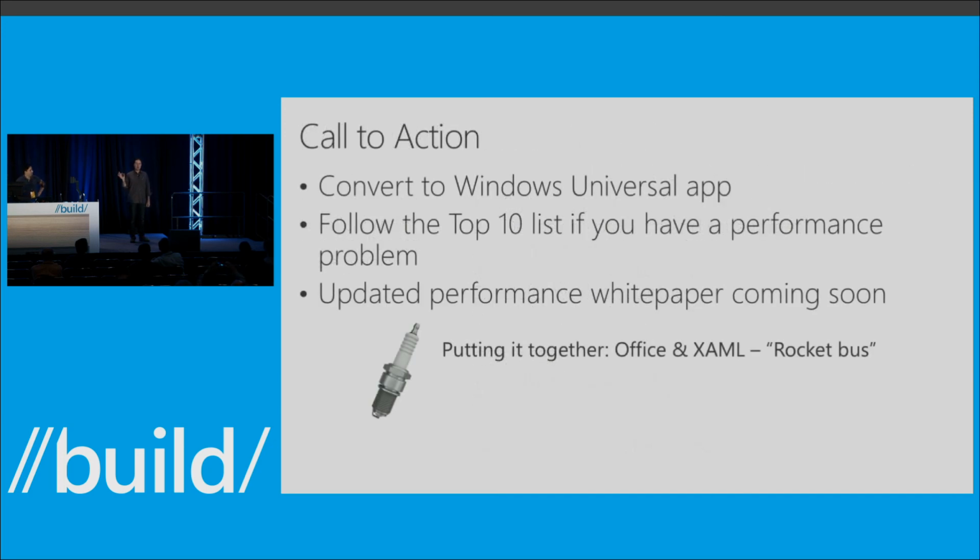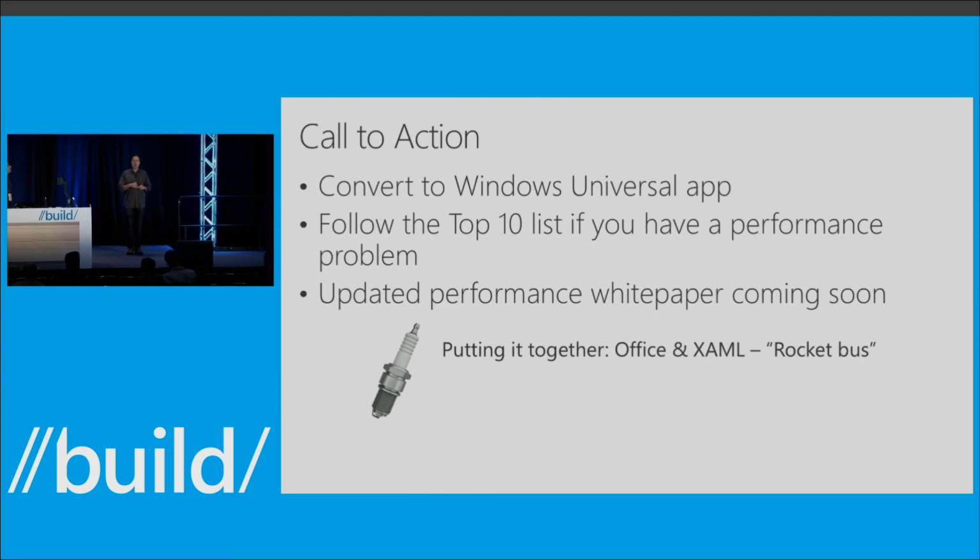So call to action: convert to Windows Universal App. Follow the top 10 list if you have a performance problem, which we just showed you. Every release, we put out a performance white paper for XAML, and we'll do another one. You can expect it to be a deeper version of this talk, so the text version of this talk.